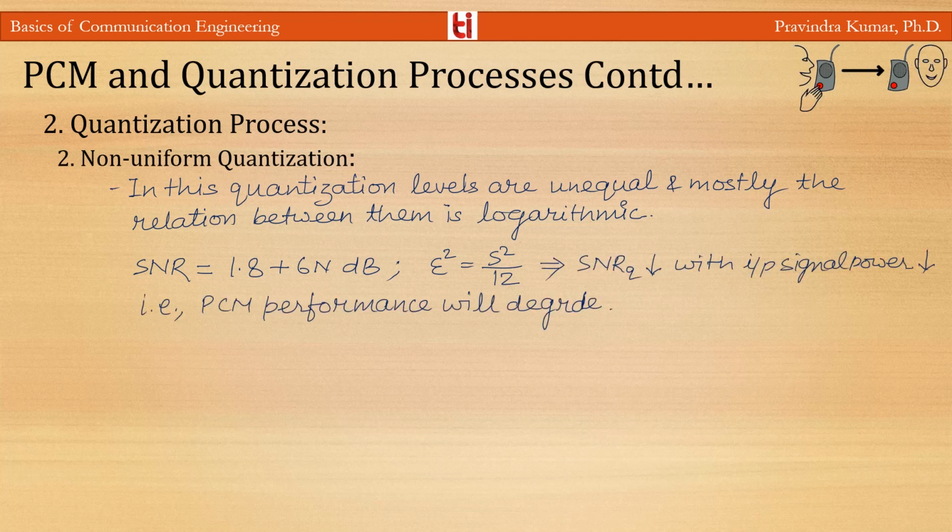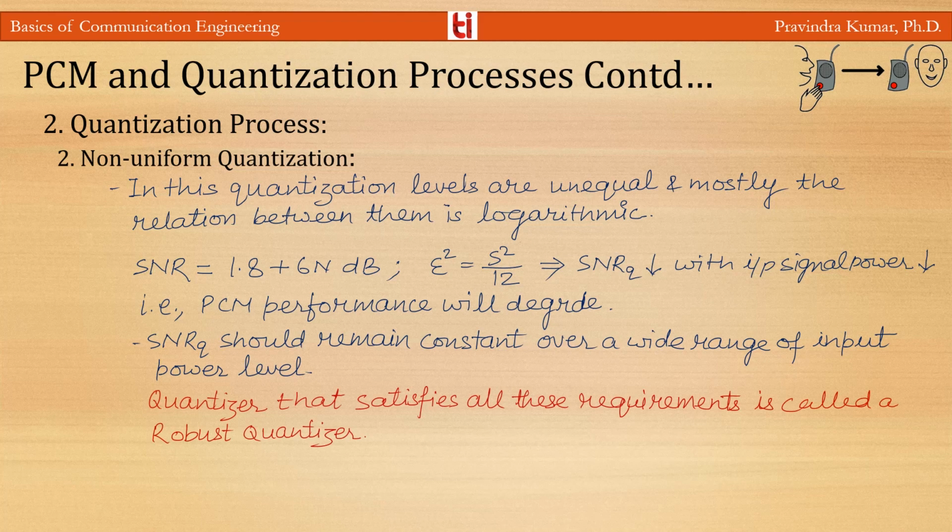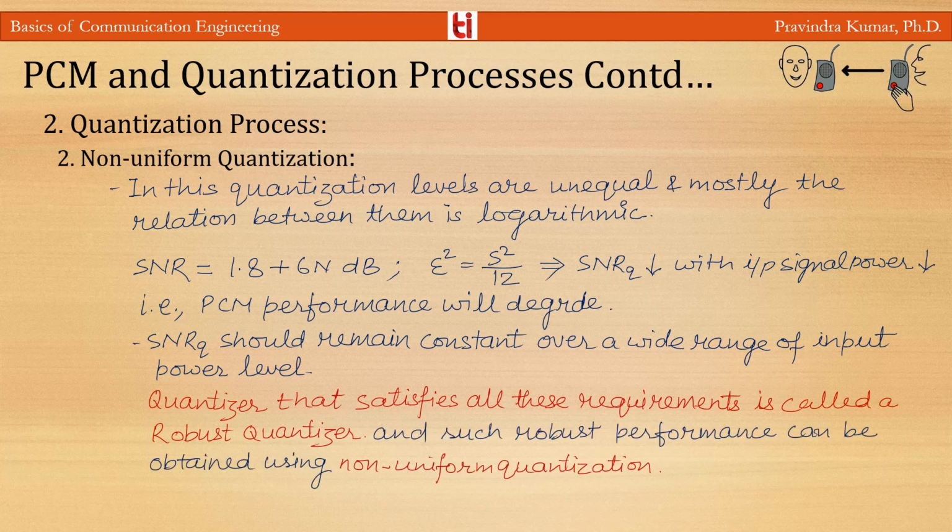We know SNRQ is 1.8 plus 6n dB, and the quantization noise power mean square value is s square by 12. That is, SNRQ decreases with a decrease in the input signal power level, and this is highly objectionable and unacceptable. So weak speech signals will have a small value of SNRQ, and hence the PCM performance will degrade. So it is desirable that SNRQ should remain essentially constant over a wide range of input power levels.